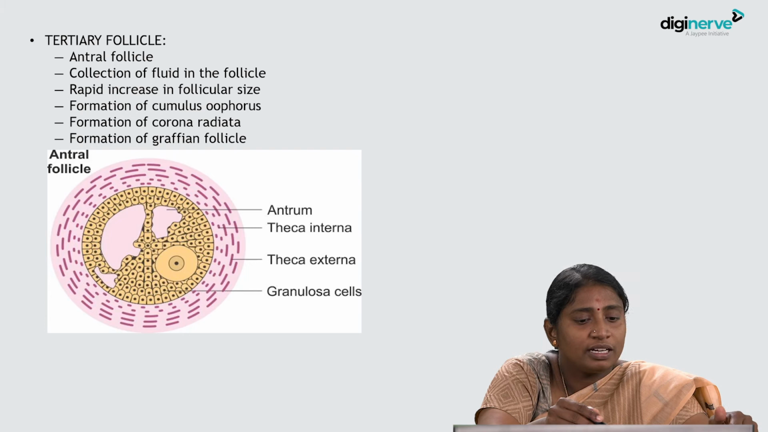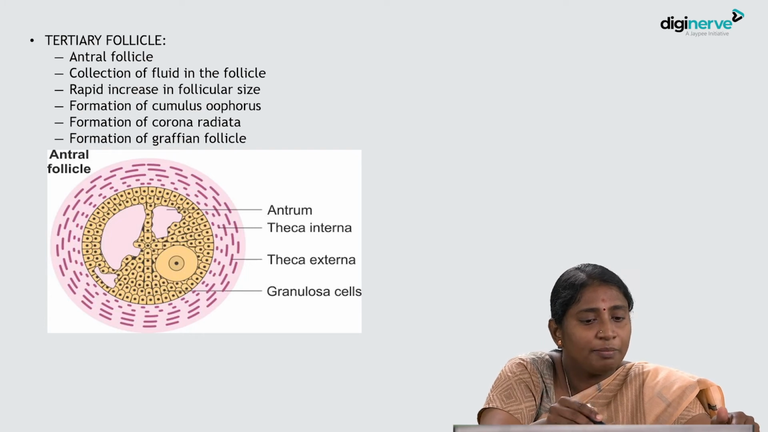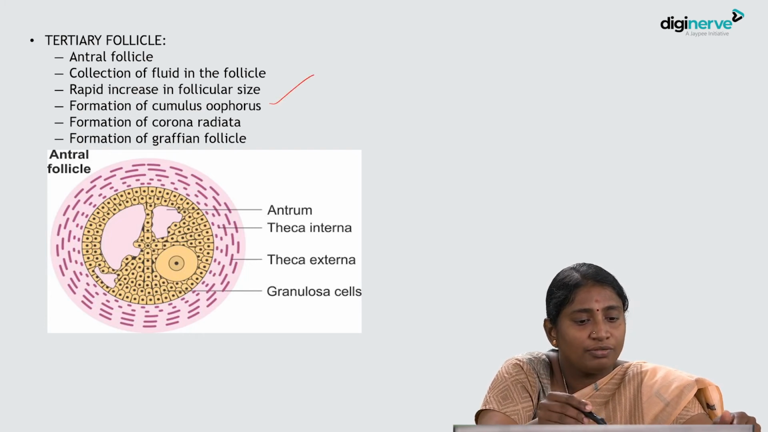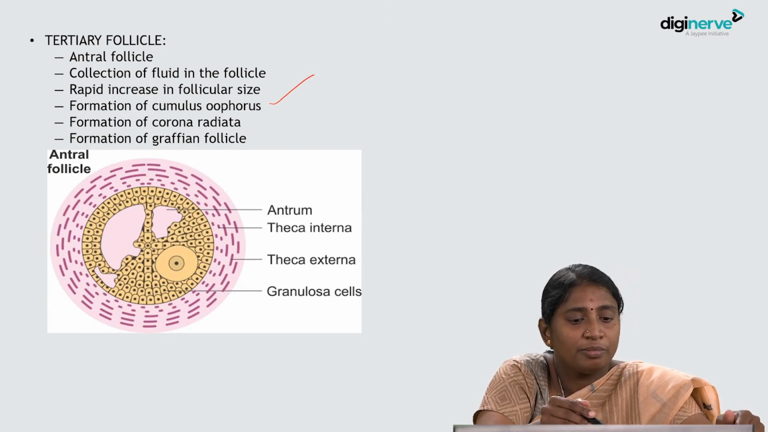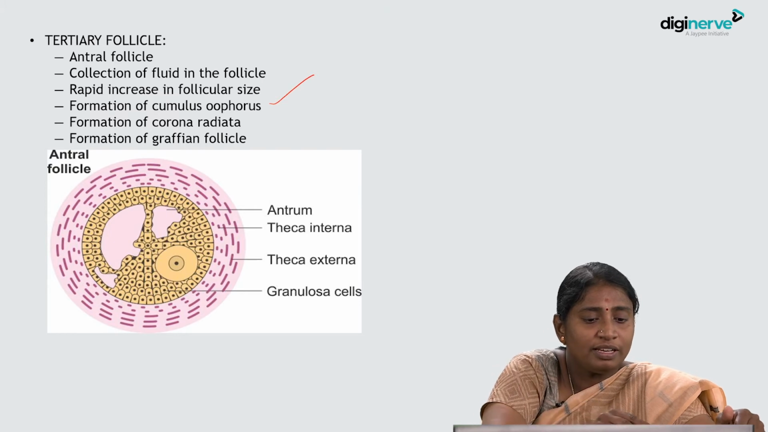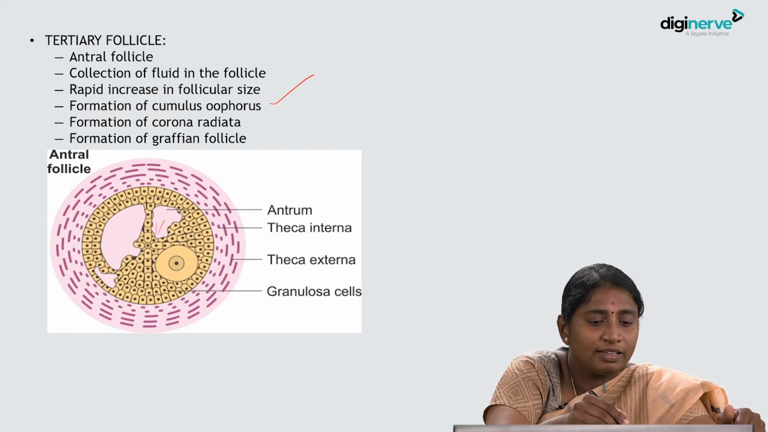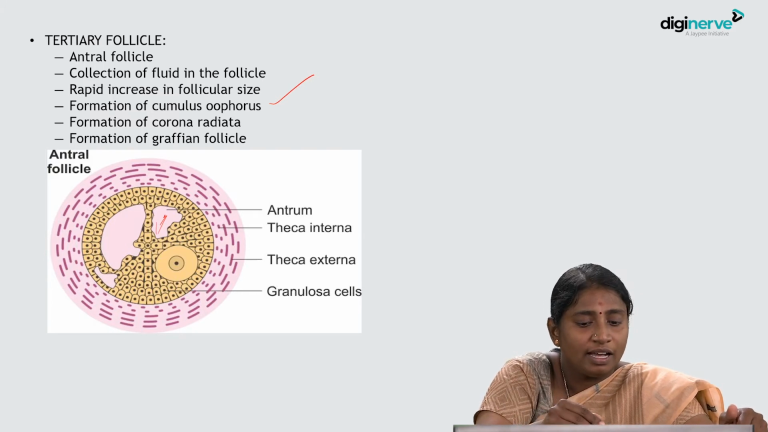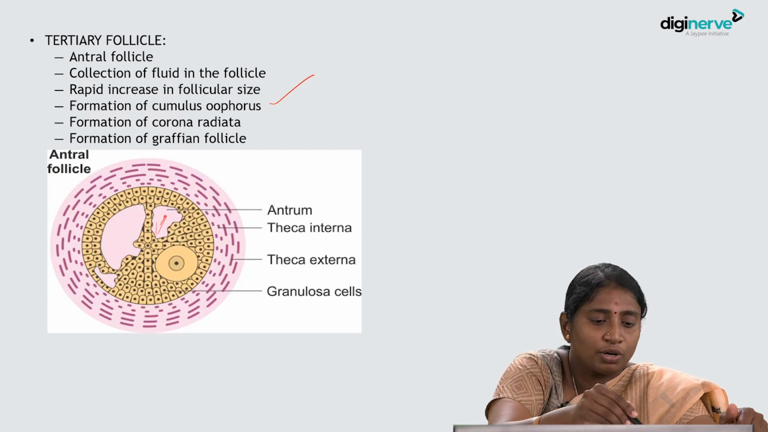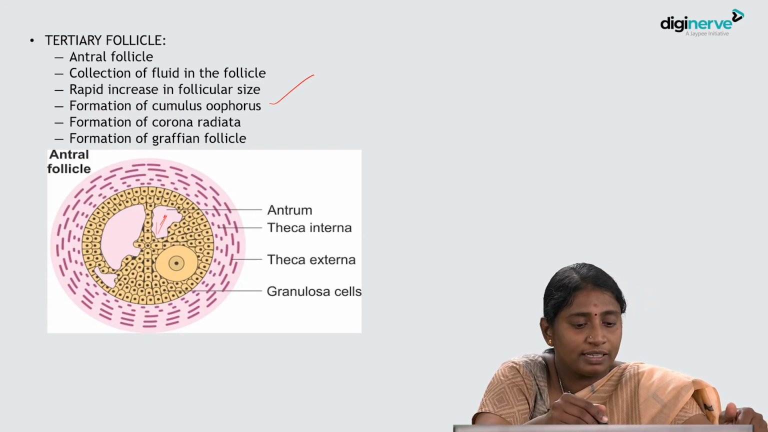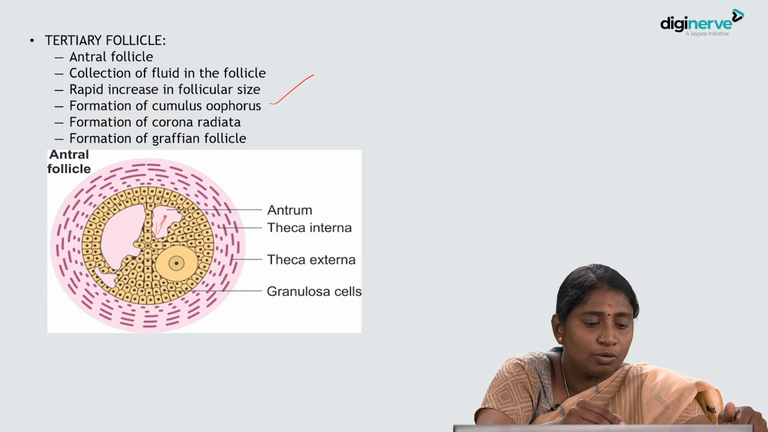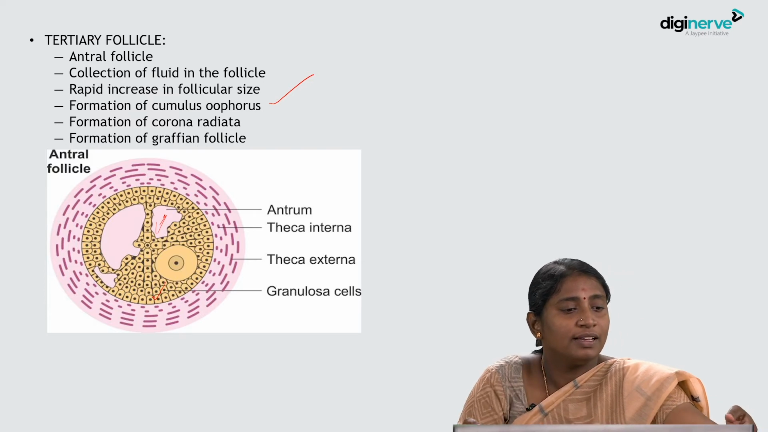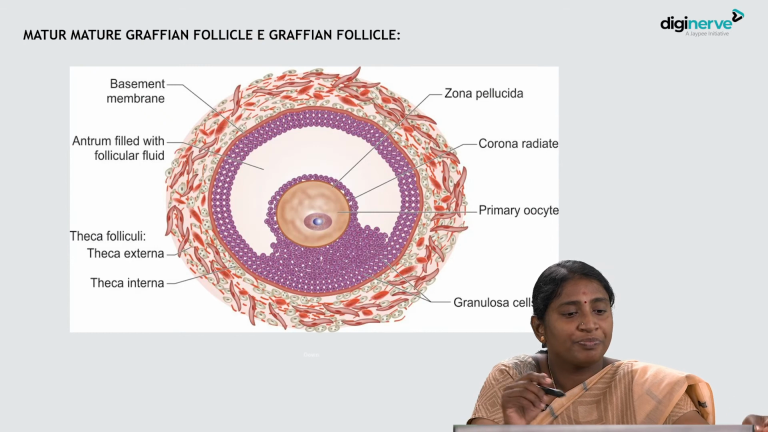Tertiary follicle is also called the antral follicle. There is a collection of fluid inside, a rapid increase in the follicular size, formation of the cumulus oophorus, formation of the corona radiata and formation of the Graafian follicle. As you see in this diagram, the pink shade shows the antrum, and there is a theca interna in the inner lining, and the dark lines with a broad line show the theca externa. And then you can see the thick, closely arranged granulosa cells, yellow in color.